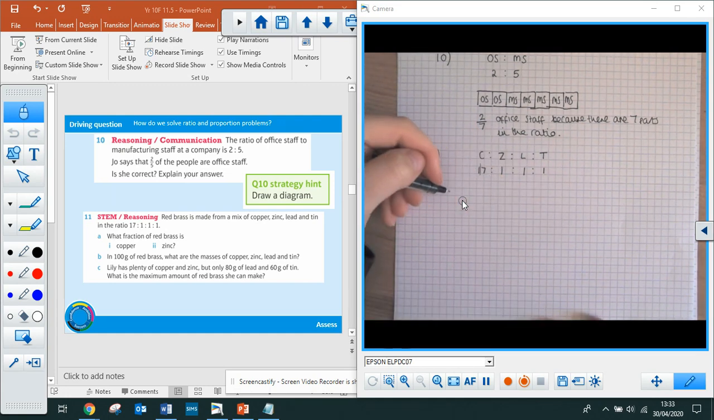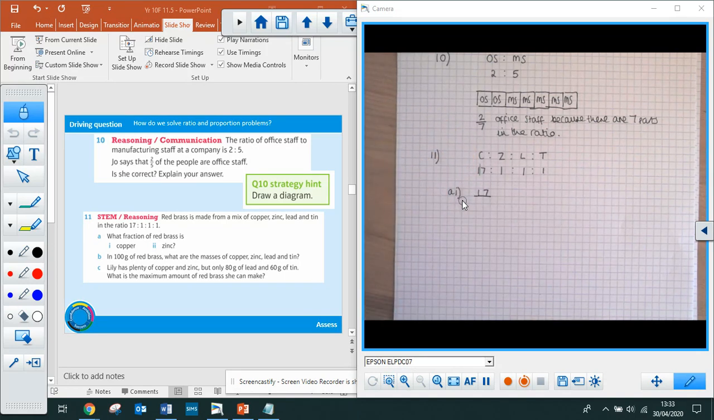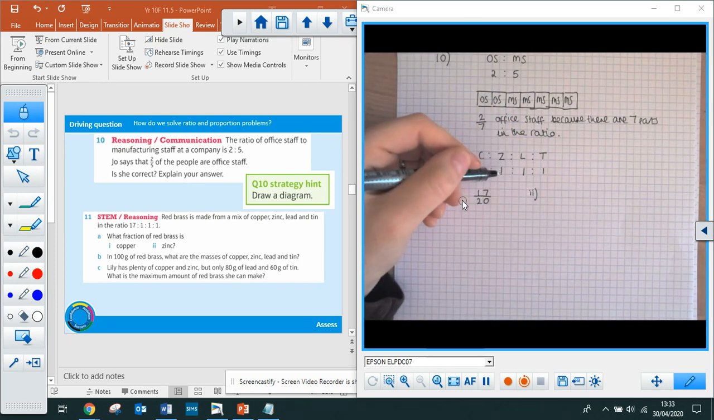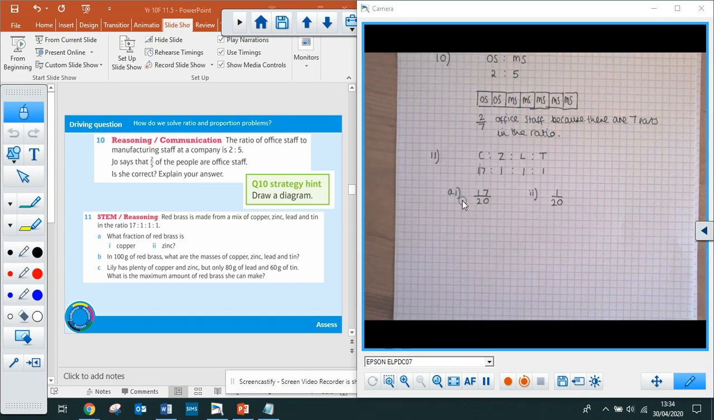Part A says, what fraction of red brass is copper? Okay, so how many parts of that ratio belongs to copper? Well, 17 parts do. That's our numerator, our top number. Out of a total number of how many parts? So how many parts in total? 17 plus 1 plus 1 plus 1. So 17 out of 20 parts. So 17/20 is copper. How many zinc? Well, 1 part belongs to zinc out of a total of 20 parts. So 1/20 is zinc.